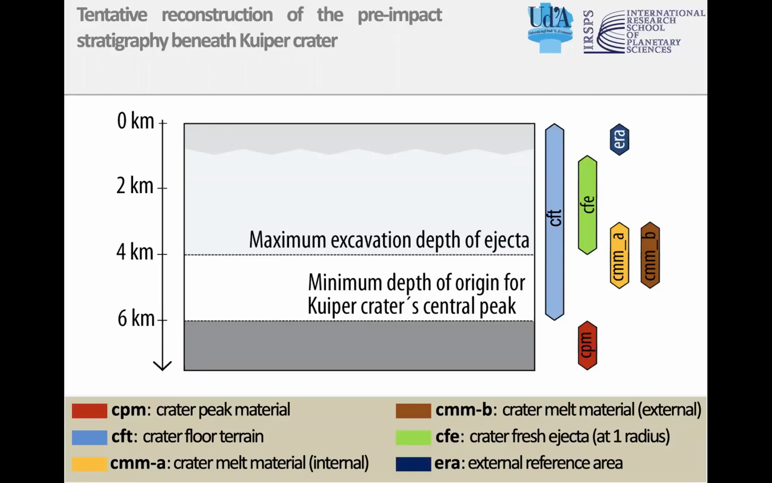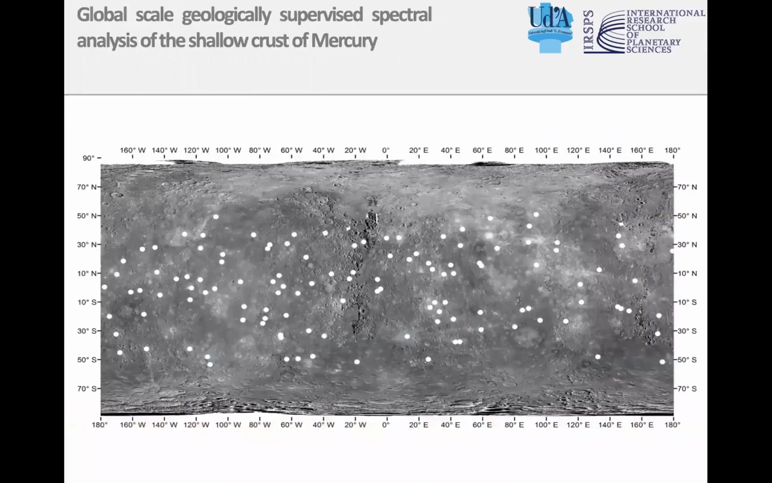And this is very important. This is what we should do when we analyze terrestrial bodies. We should reconstruct the geologic history, and we should also analyze the crustal properties. On Mercury, this is a local scale approach.